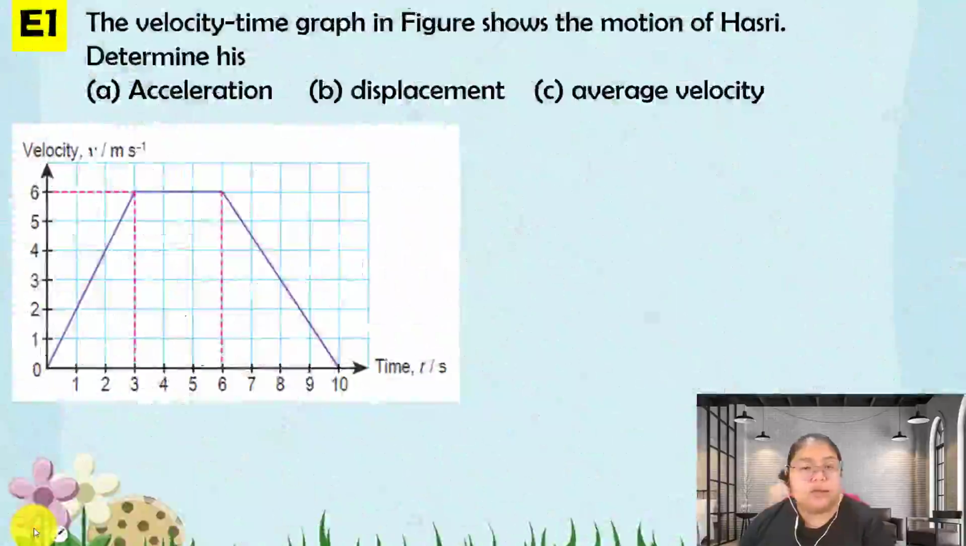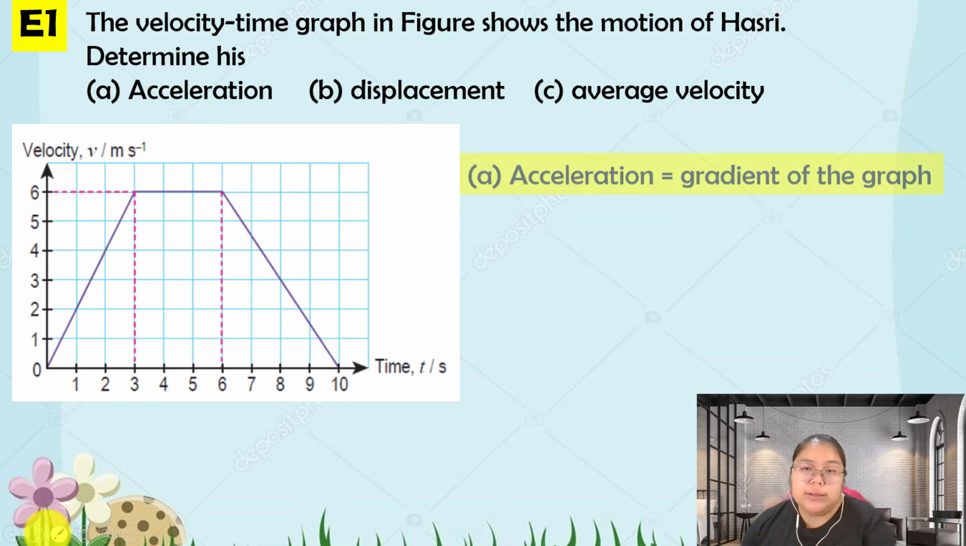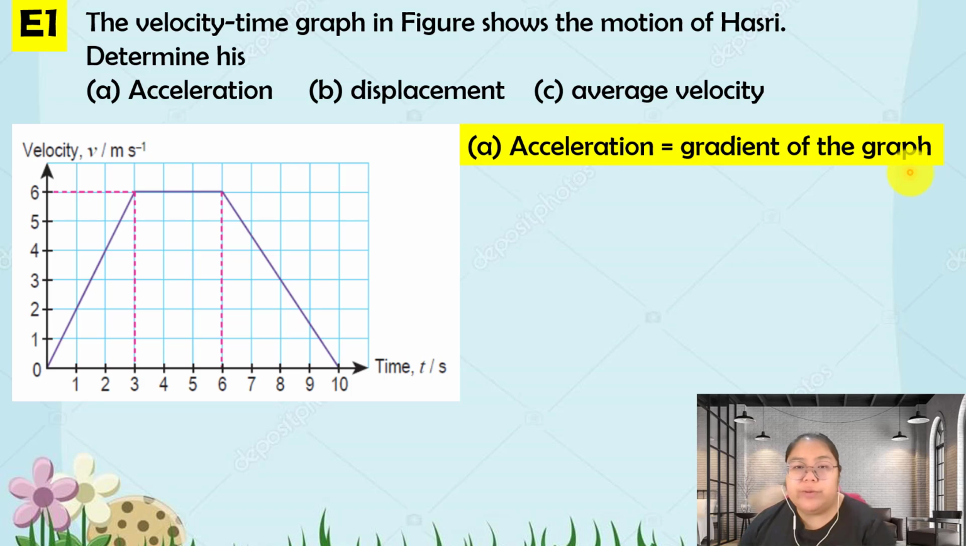Okay, then we continue with this part. There's one example question, a VT graph. They want you to determine the acceleration, displacement, and also average velocity. So acceleration means we find the gradient. From here, I need to show first that acceleration equals the gradient of the graph. So we separate into three parts to find the gradient.